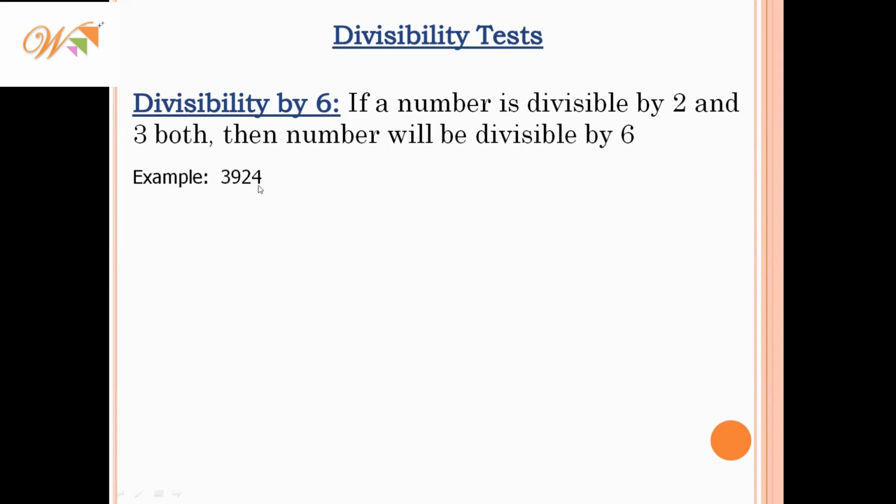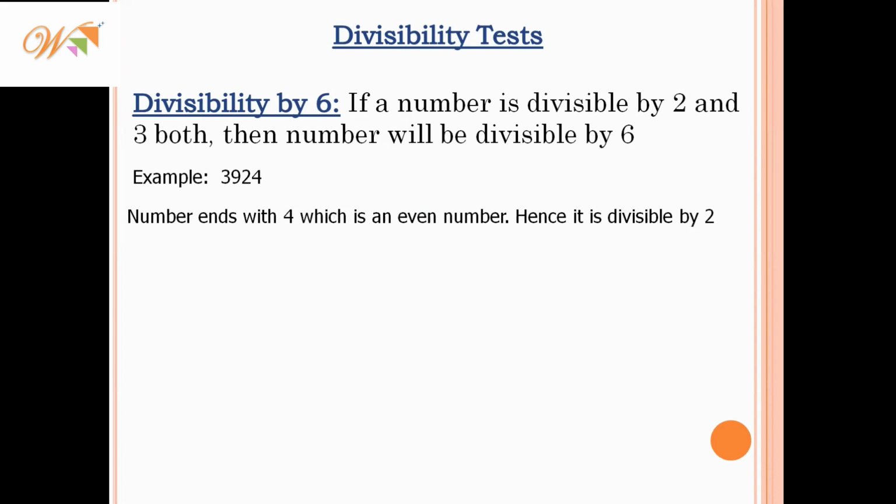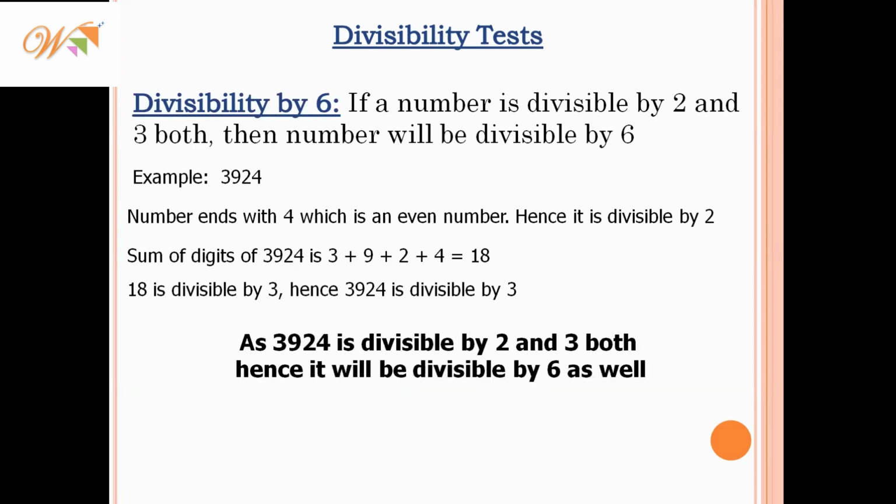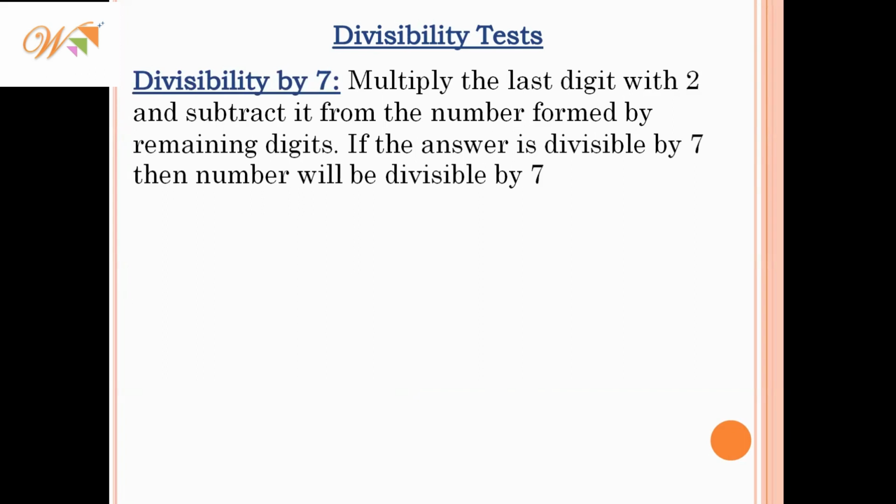Is 3924 divisible by 3? Yes, we have already seen that 3 plus 9 plus 2 plus 4 gives us 18. And 18 is divisible by 3. Hence, 3924 is also divisible by 3. Now, because it is divisible by 2 and 3 both, that means it will be divisible by 6 as well. Let's see the divisibility by 7.